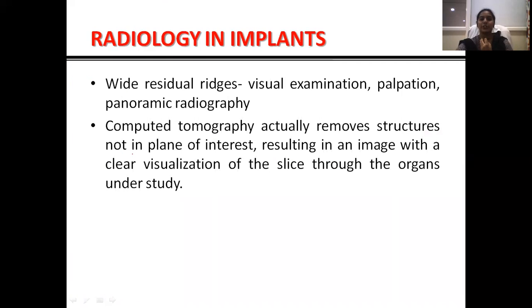Radiology in implants. Why do we prescribe radiographs in case of implant patients? In case of wide residual ridges, if the ridge is wider, then only visual examination or palpation of the ridge, or even panoramic radiography, will be sufficient. In cases where the ridges are compromised, wherein we need more treatment planning, we will advise advanced radiography techniques like CBCT, CT.